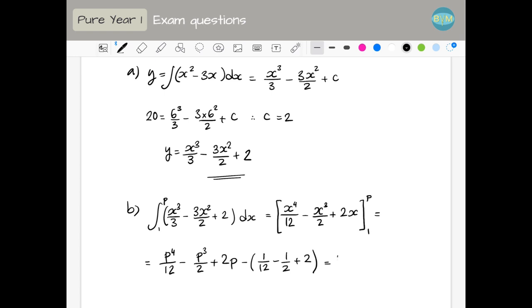So this is p to the power of 4 over 12 minus p to the power of 3 over 2 plus 2p, and then all this number is 19 over 12. So this is minus 19 over 12. And that's the integral in terms of p. That's the second part of the question. And that's all with this question.